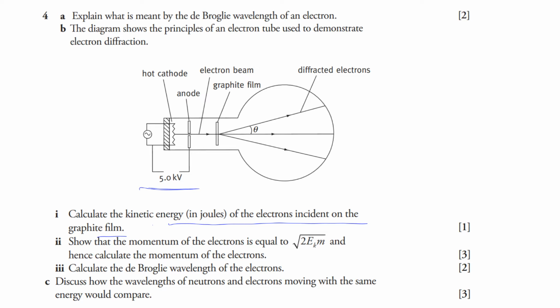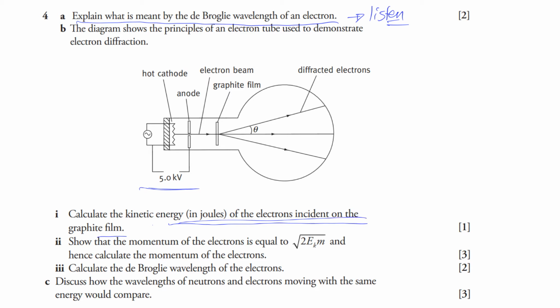But first, let's have A. Explain what is meant by the de Broglie wavelength of an electron. So, please listen to my explanation here, 2 marks. Electrons show wave-particle duality. The de Broglie wavelength is the wavelength of an electron. That's letter A. Let's go to B(i).